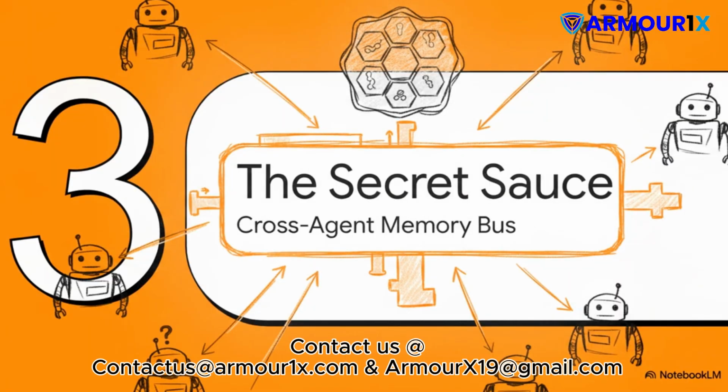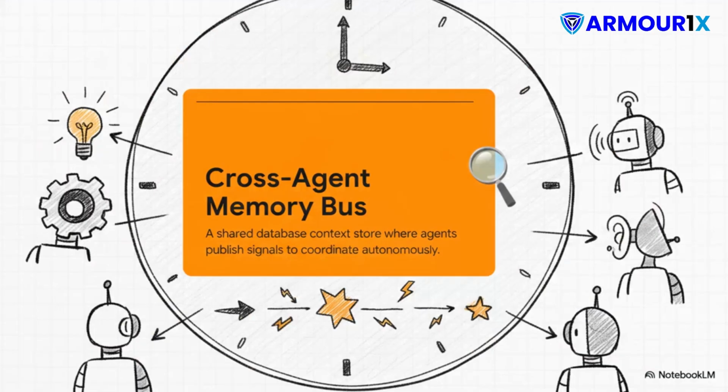All right, on to section 3, the secret sauce. Let's look at the cross-agent memory bus. So how exactly do we turn a bunch of isolated bots into a fully coordinated hive mind? Well, the answer is this cross-agent memory bus. Think of it like a shared context store, right inside the database. When one agent discovers something important, it basically shouts it out by publishing a specific signal here. Meanwhile, all the other agents are constantly listening to this bus for signals that might impact their own jobs. It's a real game changer because it allows them to coordinate entirely autonomously, no humans needed, and it actually maintains that context for up to 12 hours.